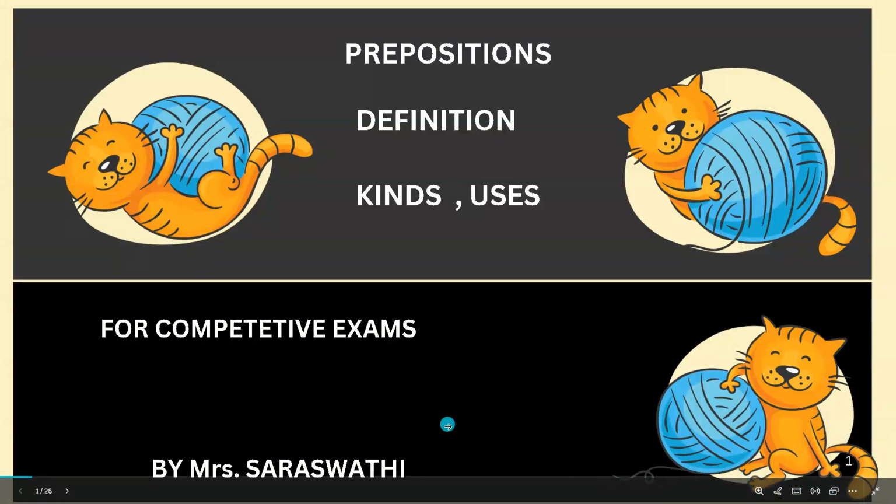Hi everybody. Now let us see about prepositions. How the position of the noun, subject and noun positions will be explained here.